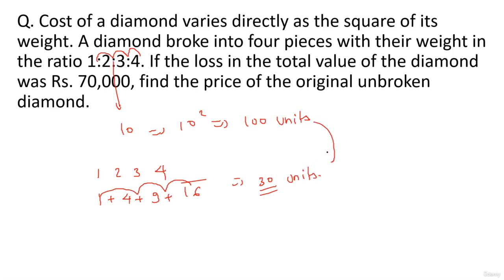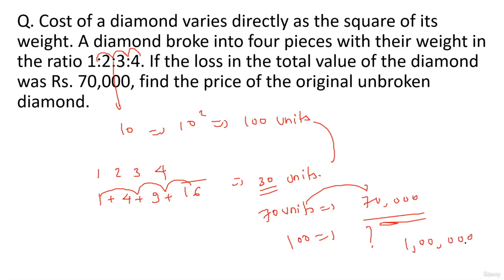What is the loss in pricing? 100 minus 30, which is 70 units. This corresponds to a rupees 70,000 loss. This is what the question tells us, right? So 70 units corresponds to 70,000. The original price before breaking, 100, will correspond to what? Very frankly and very easily, you can say it's 1 lakh by cross multiplication or by observation. 70 becomes 70,000, a factor of 1,000, so 100 into 1,000 is again 1 lakh. That's the required answer for this question.